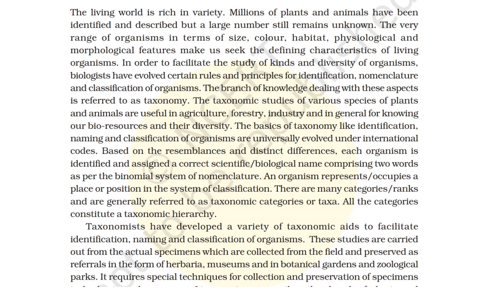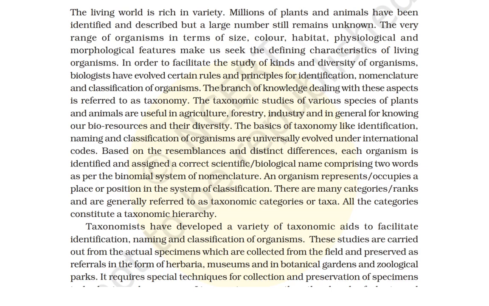Based on the resemblances and distinct differences, each organism is identified and assigned a correct scientific biological name comprising two words. As per the binomial system of nomenclature, an organism occupies a place or position in the system of classification. There are many categories, or ranks, generally referred to as taxonomic categories or taxa. All the categories constitute a taxonomic hierarchy.